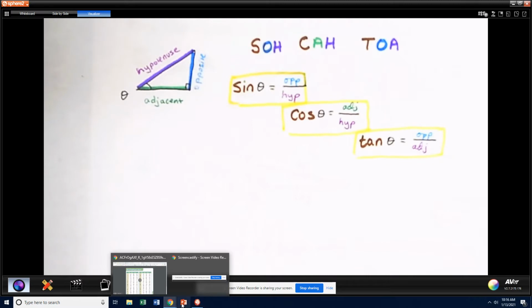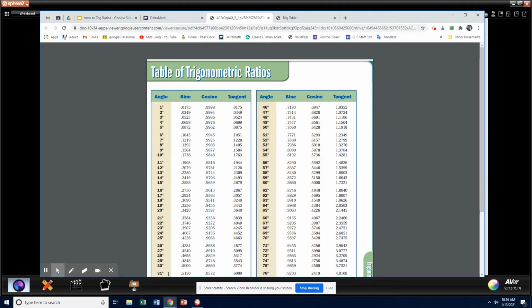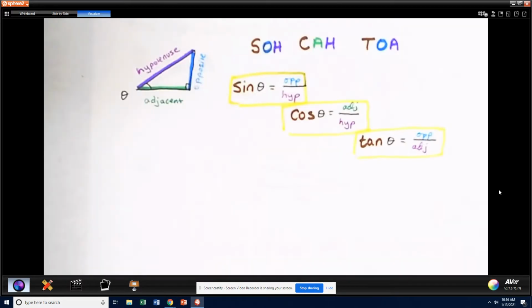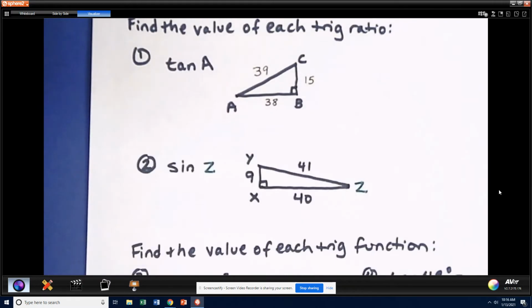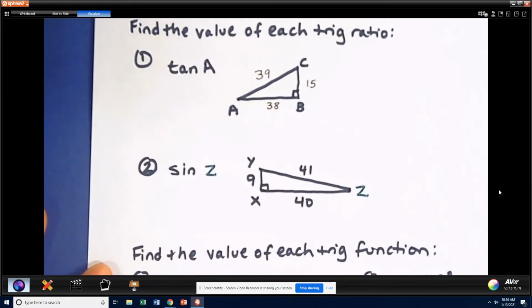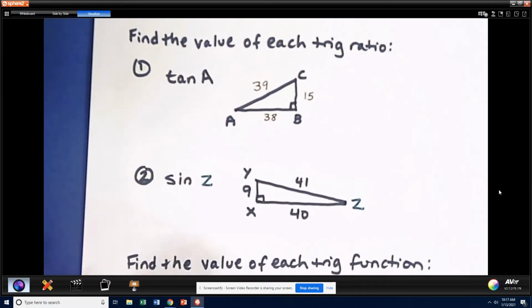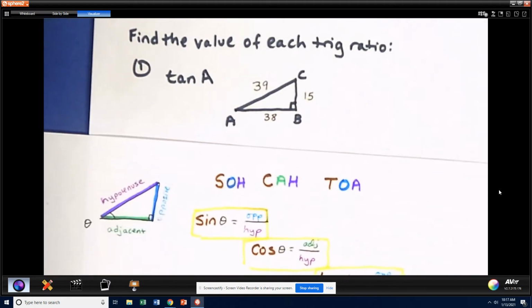Hopefully I can get to the table and show it to you: how to find values in a table, and also how to find values using a graphing calculator. So let's get started. Suppose they ask you to find the value of a certain trig function. Pay attention to what the ratios are.